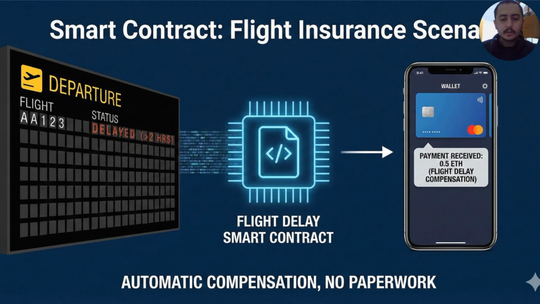From an engineering perspective, this is not just a database update. It is a complete rewrite of the system architecture.